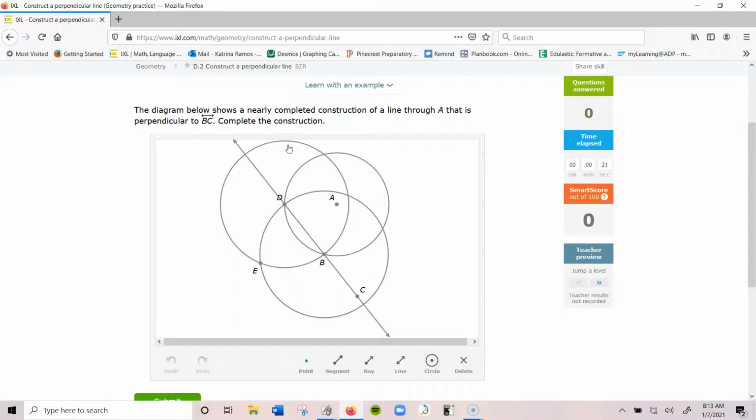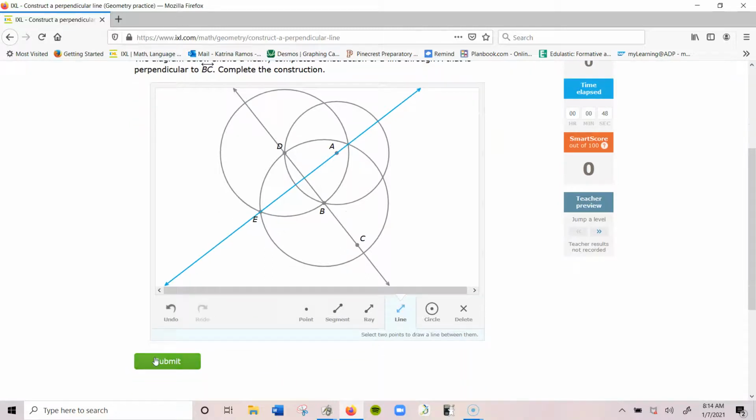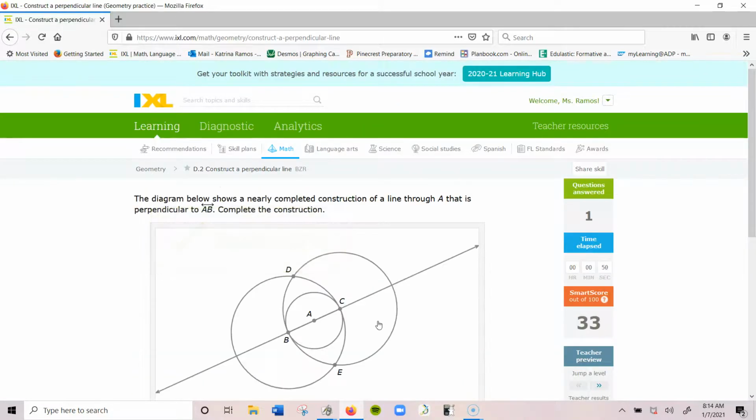Everything is already constructed. So in order to complete this construction, you're going to have 3 circles. So if you already see the 3 circles, the construction is done. You just have to create that perpendicular line. So I'm going to select the line. It's got to go through that point A. And then you look for the point where the 2 big circles intersect. So these are my 2 big circles, and it intersects here at E.